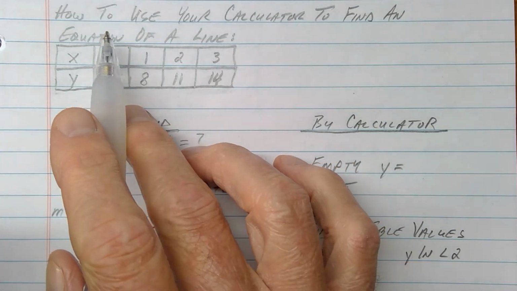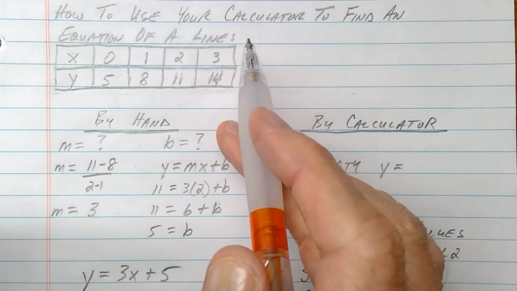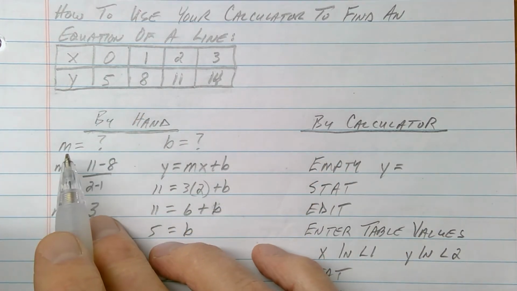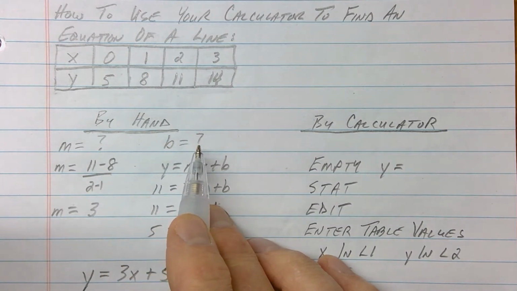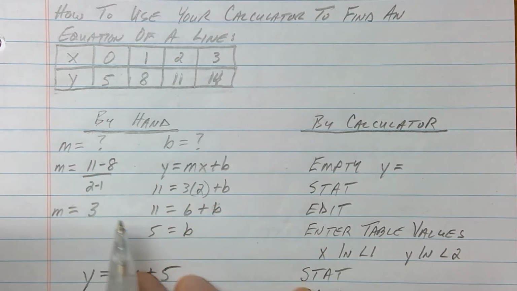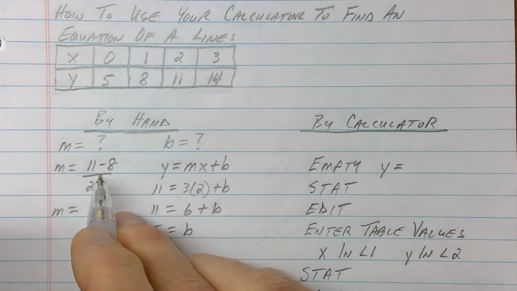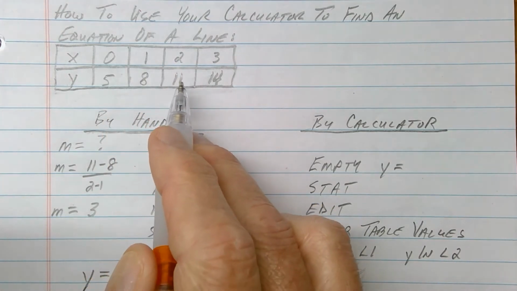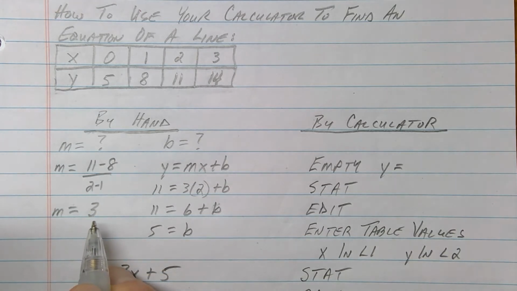All right, I'm going to show you now how to use your calculator to find the equation of the line for you. The old way that we learned a while back by hand is to figure out what your slope is and figure out what your y-intercept is. So, the long way, using algebra: let's find the slope, and I chose to use the slope from 1 to 2, so I did 11 minus 8 over 2 minus 1. And this is a slope of 3.